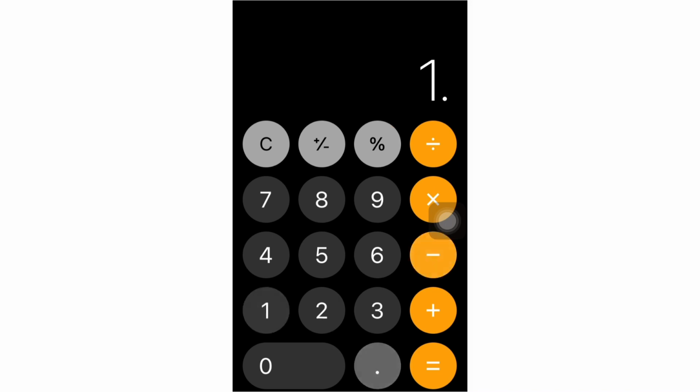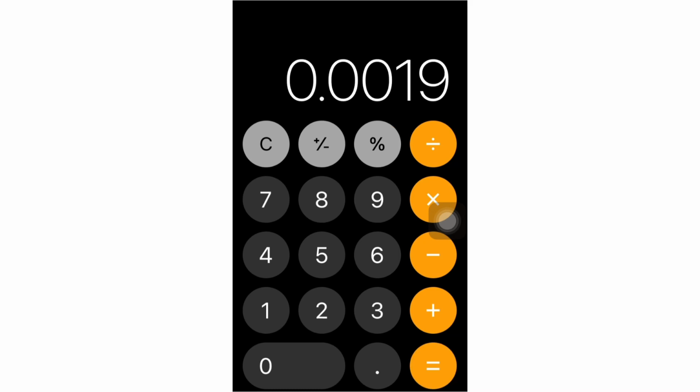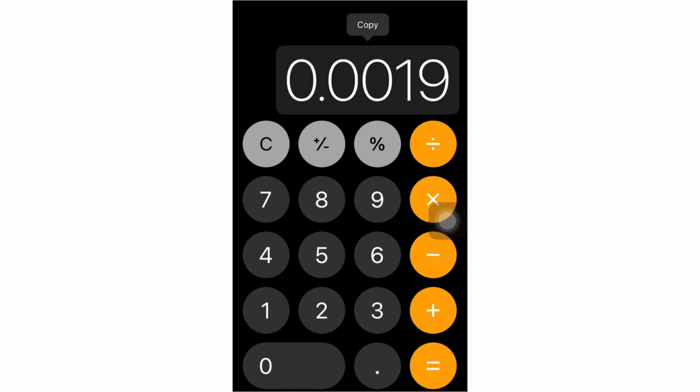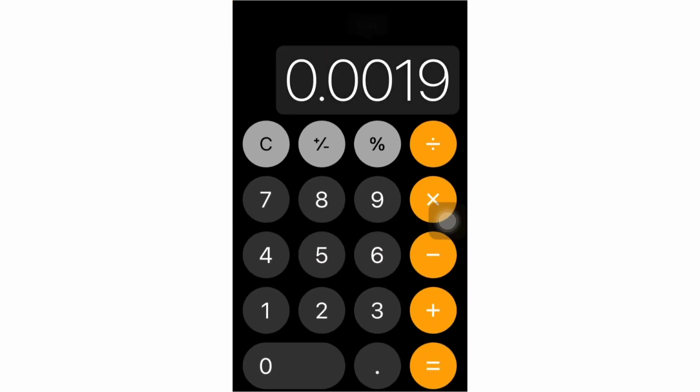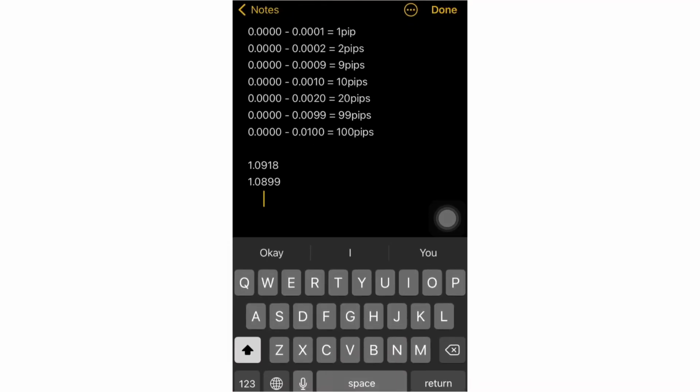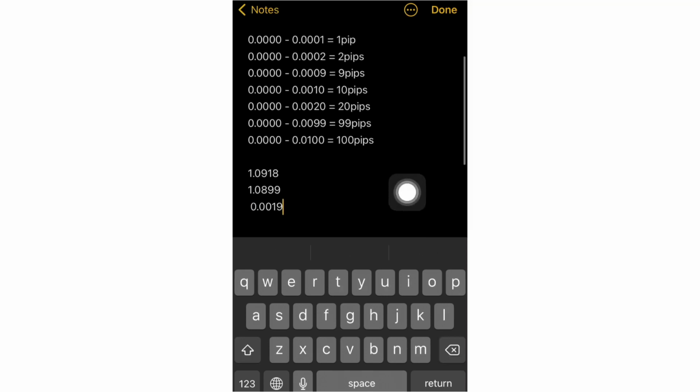Minus 1.0899. So we are having 90 pips movement. Can you see? This is represented. I showed you guys the reason why I did that first one, to show you how pips move. We have 0.0019, right? Which is what? 19 pips movement, right? As you can see here, this is 19 pips movement. Easy peasy. This is what we have. It's 19, from this calculation here. Can you guys see?